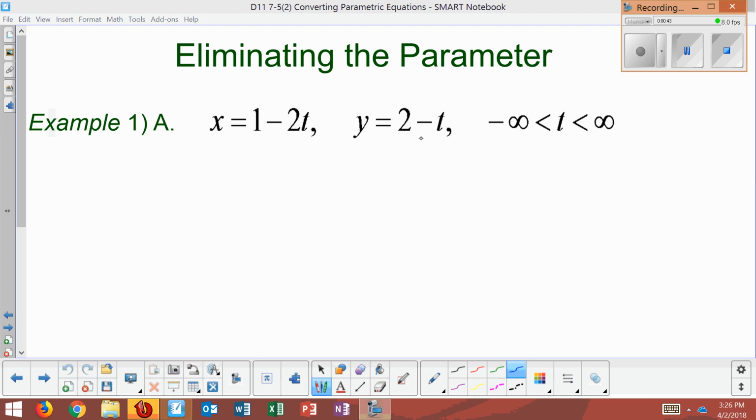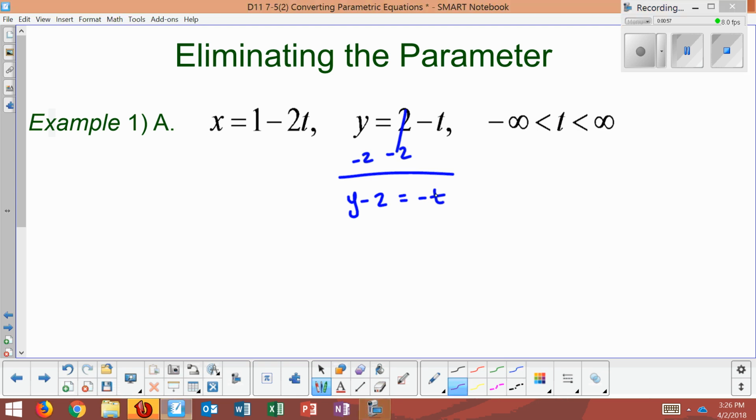But first, to get t by itself, I would need to subtract 2 from both sides. So now I know that y minus 2 equals negative t. Now, that got rid of that. Now, if I want to make this positive t, I need to multiply both sides by negative 1. If I multiply both sides of the equation by negative 1, t is positive, and this becomes negative y plus 2, or you could say 2 minus y. You can write it either way, so if it confuses you, I can just write it as negative y plus 2 as well. There's my t.